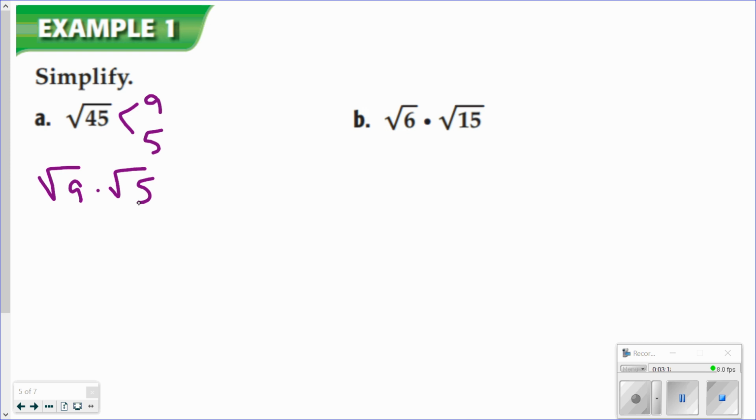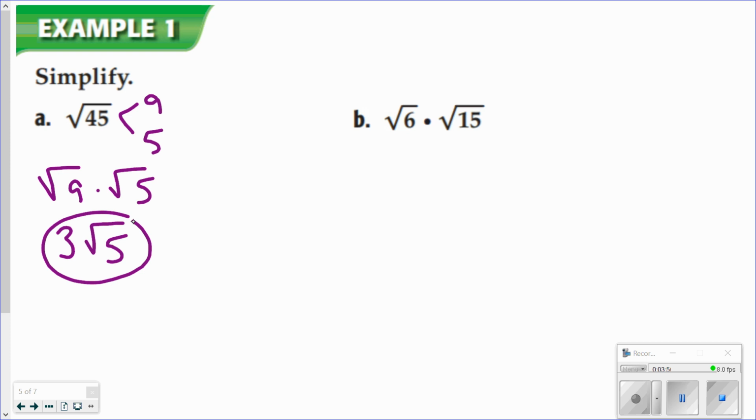Well, looking at both of these radicals, which one simplifies? And it's the square root of 9. What is the square root of 9? 3. So 3 radical 5 is the simplified form of the square root of 45. You can actually double check this by plugging it in your calculator. If you type in the square root of 45, you get 6.708 and so on. And if you plug in 3 times the square root of 5, you will get the same decimal. That should always happen. So always double check your answers.